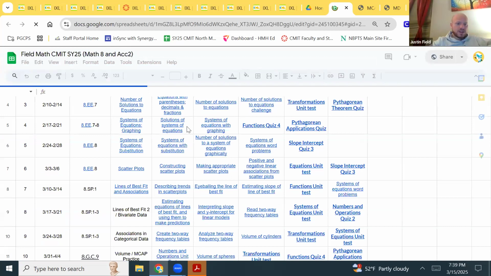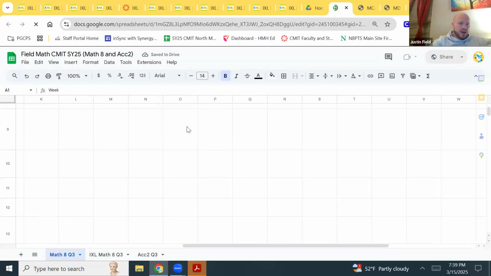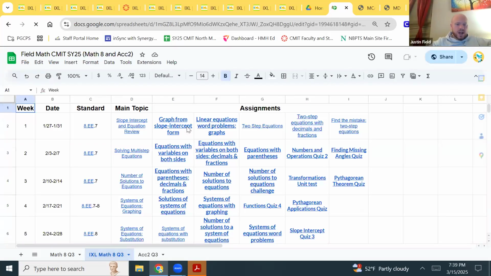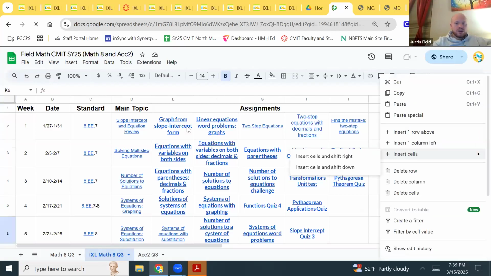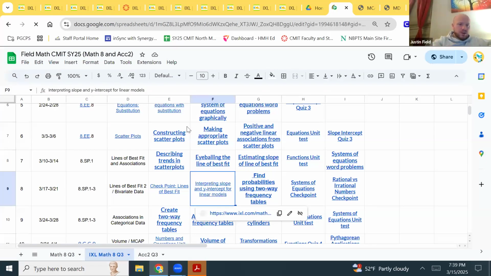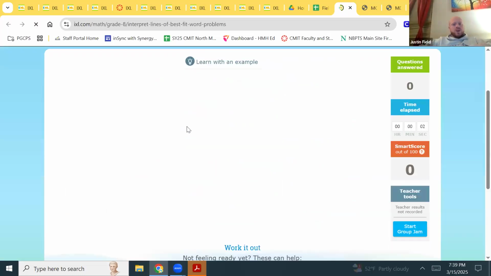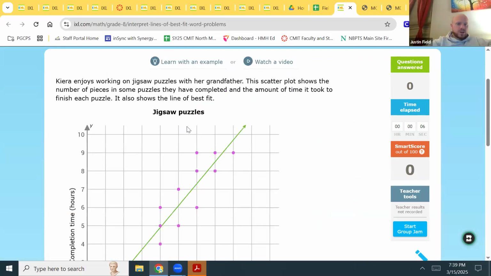So if you see in this document, I have put the Excel assignments there, and you can see what we're doing here. So we got rational versus irrational, lines of best fit, interpreting slope and y-intercept of linear models. Did I put that one there? Oh no, okay, I'm going to have to change this. So, okay, interpreting slope and y-intercept of linear models. Let's do it. I'm going to do one of each.